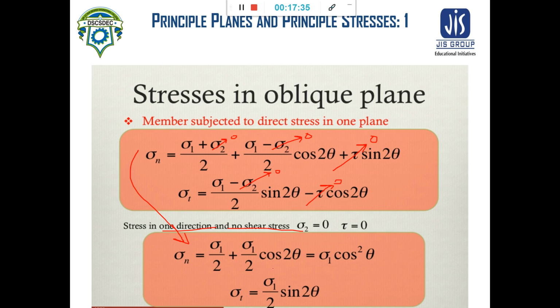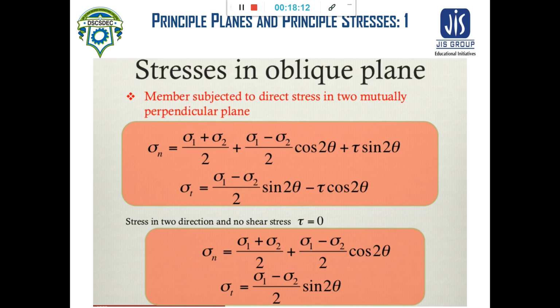1 plus cos 2 theta. 1 plus cos 2 theta is nothing but 2 cos square theta. So the value will be sigma 1 cos square theta. And what will the sigma t value be? The sigma t value will be sigma 1 by 2 sin 2 theta. This is how we get the values for the member subjected to direct stress in one plane.